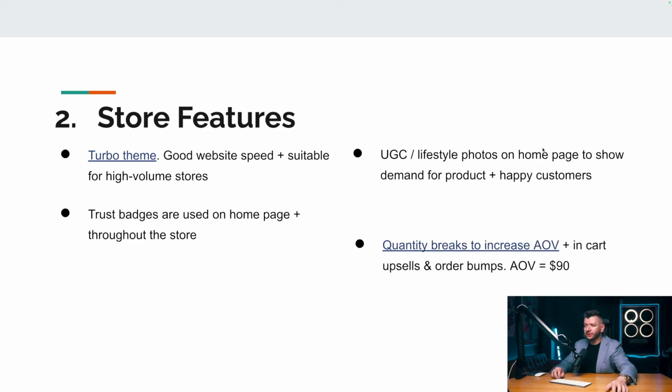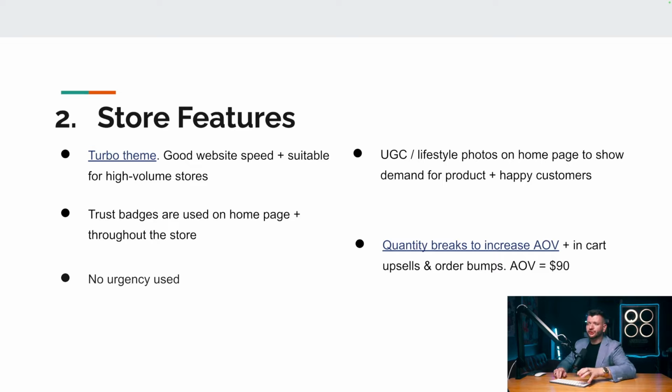And also we use quantity breaks to increase average order value, plus in-cart upsells and order bump. That helped us to get our average order value to $90. So the main product is $50 and this helped us to get the product to $90. You can imagine the big difference between one product and using all of these strategies to maximize your average order value. That can help you to pretty much double or sometimes even triple your front-end product price.